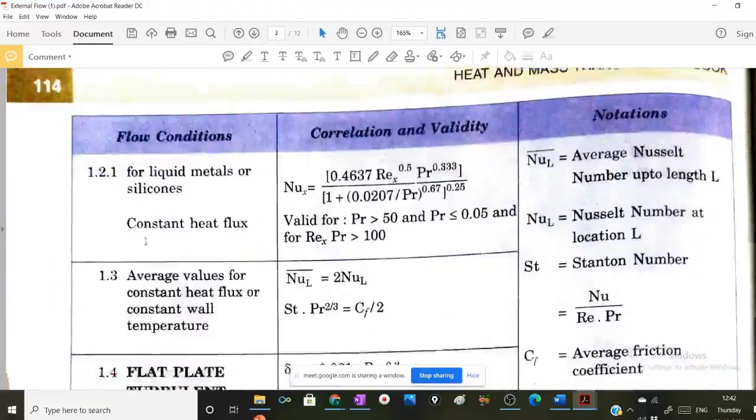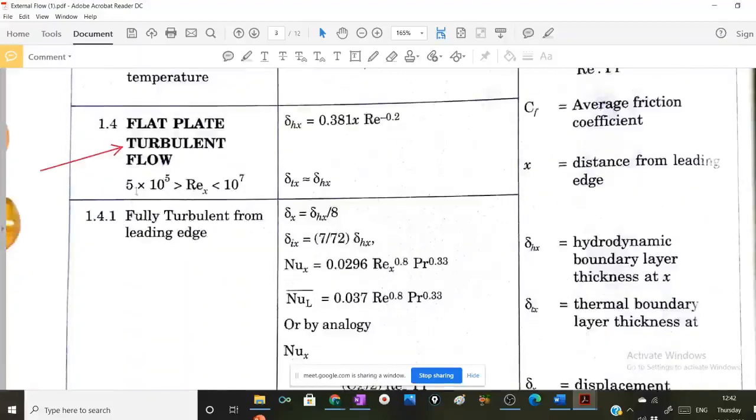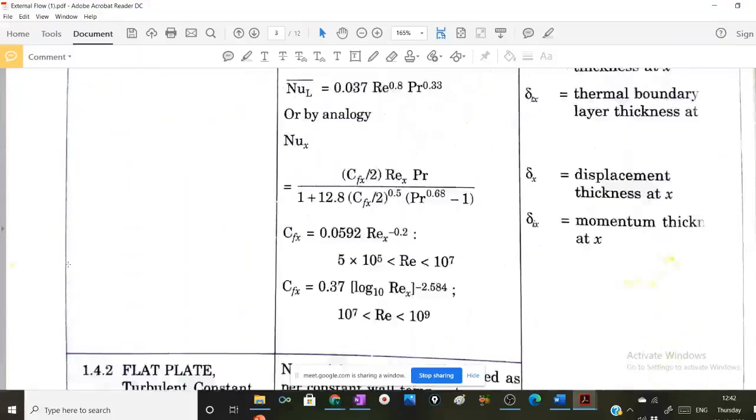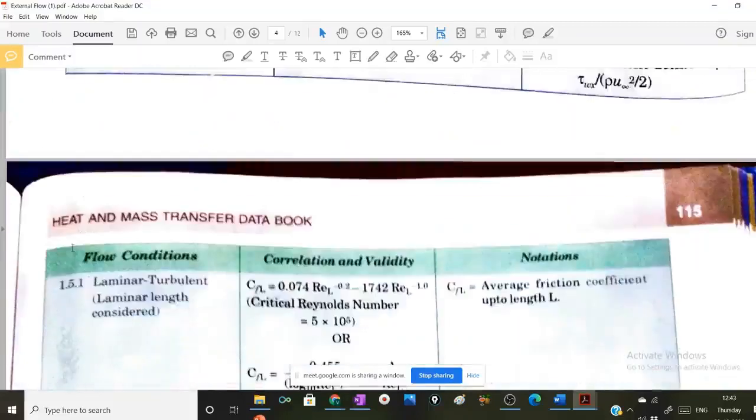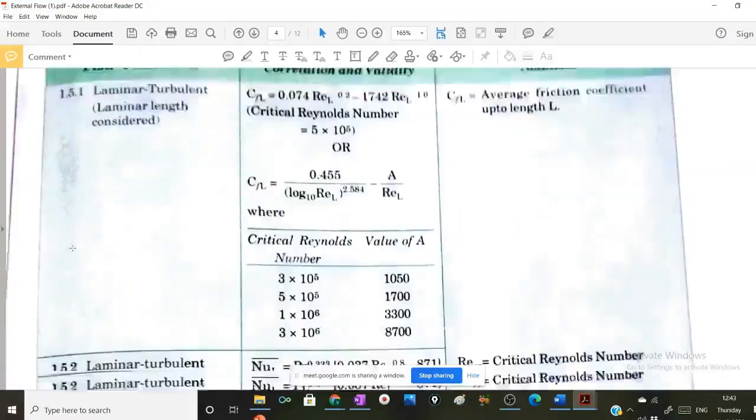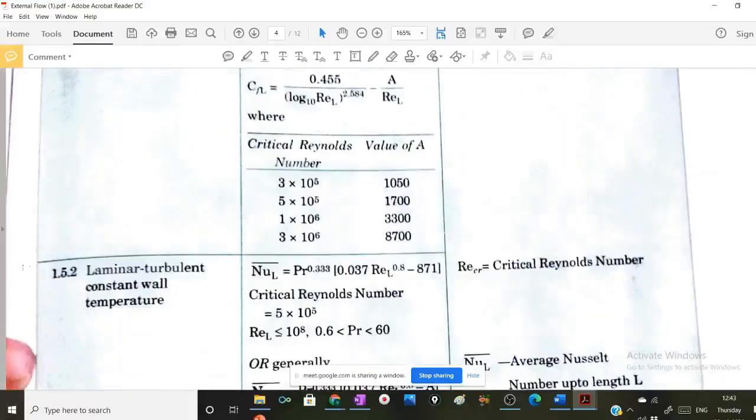Similarly for turbulent flow, as you can see here, whether it is a constant wall temperature boundary condition or a constant heat flux boundary condition, that depends. So right now at this moment you have only an overview of the formulae available for different arrangements: for flat plate, for cylinder, for sphere, for banks of tubes. Do not go into the detail at this moment.